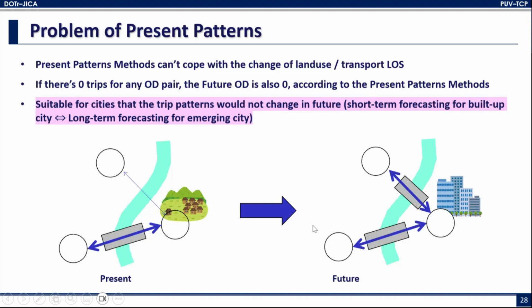But in the future, if a new additional bridge is developed, of course you would consider there to be huge trip demand between zone B and zone C. However, if you apply trip distribution by the present pattern methodology, then the trip demand between zone B and zone C is still small. This is the so-called problem of the present pattern methodology.